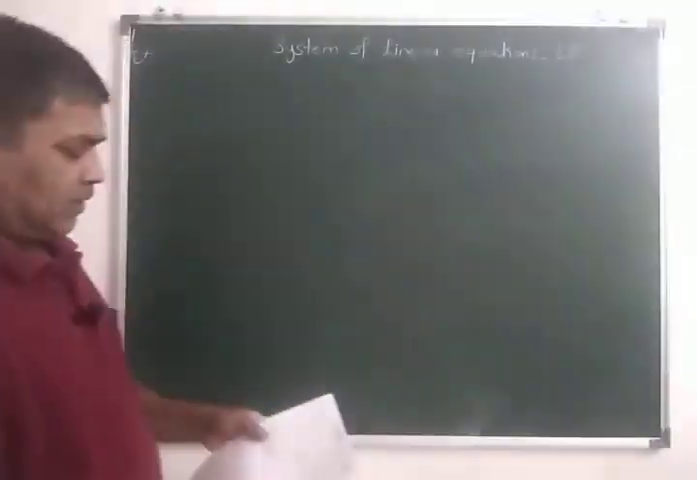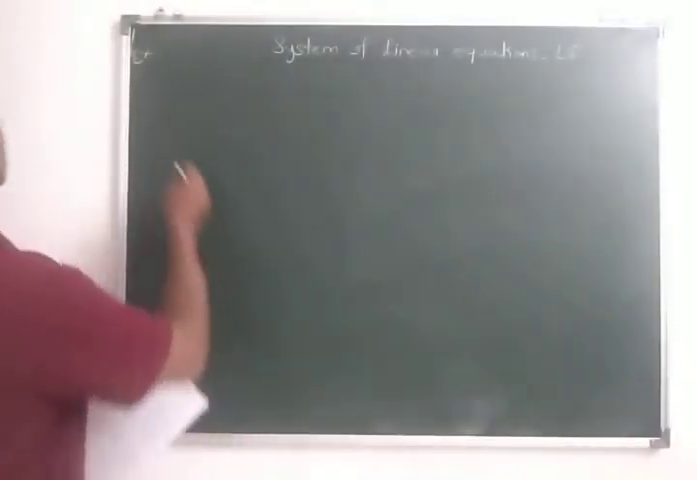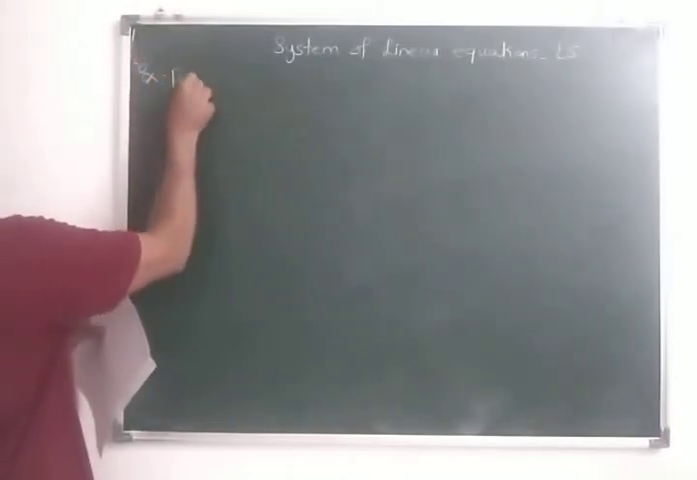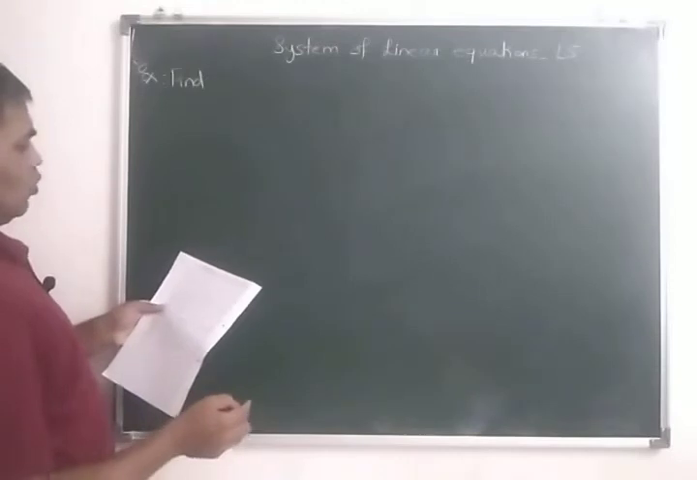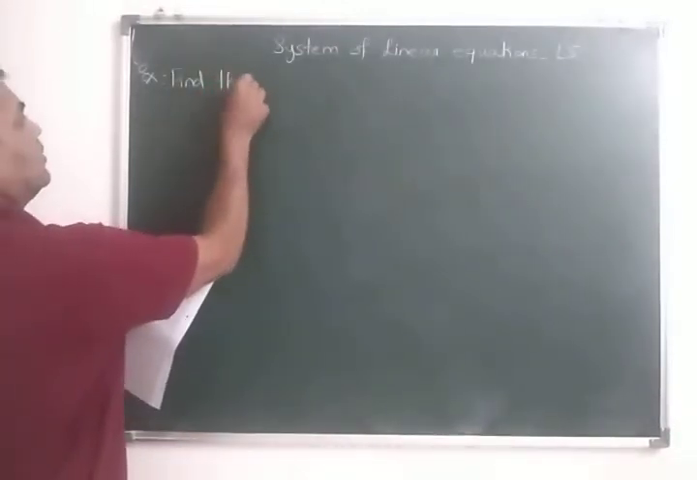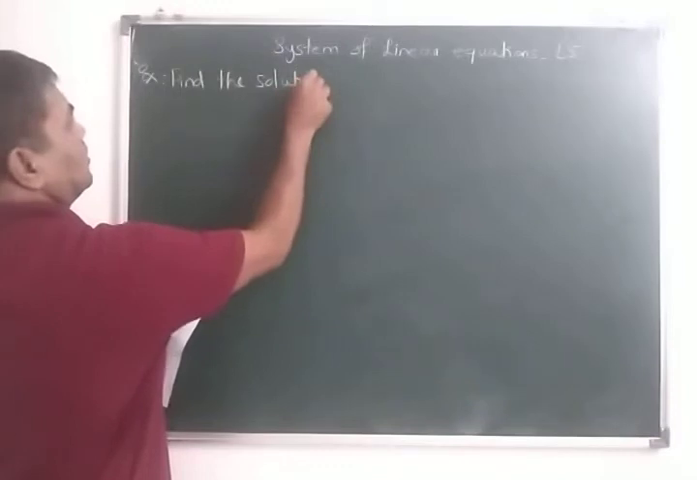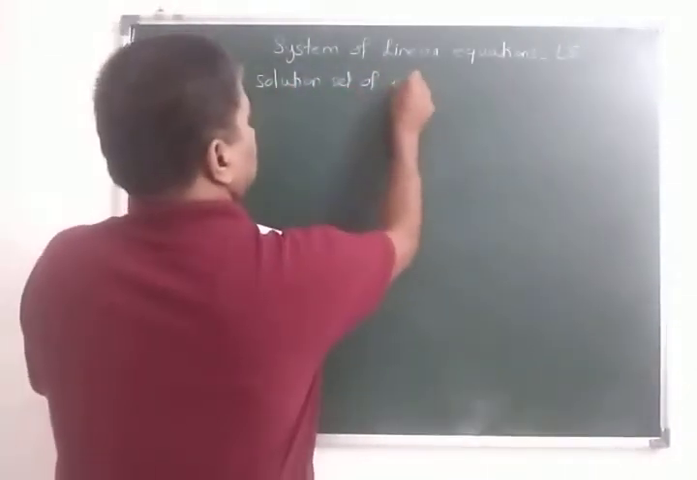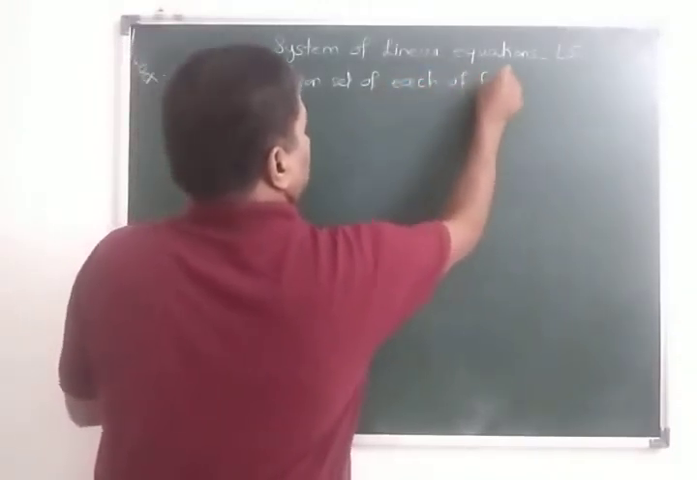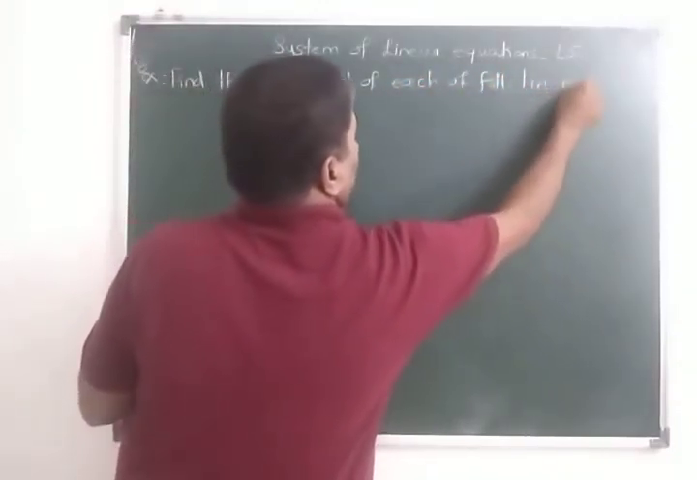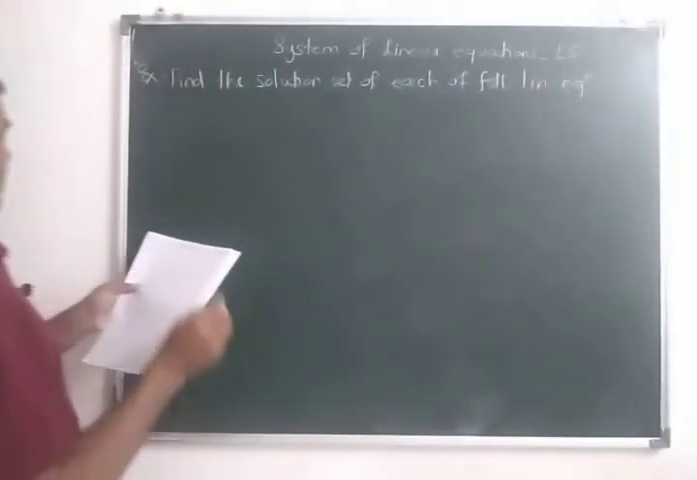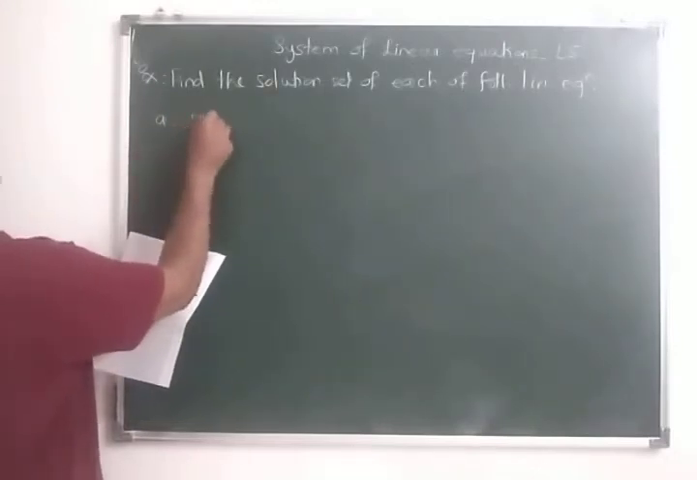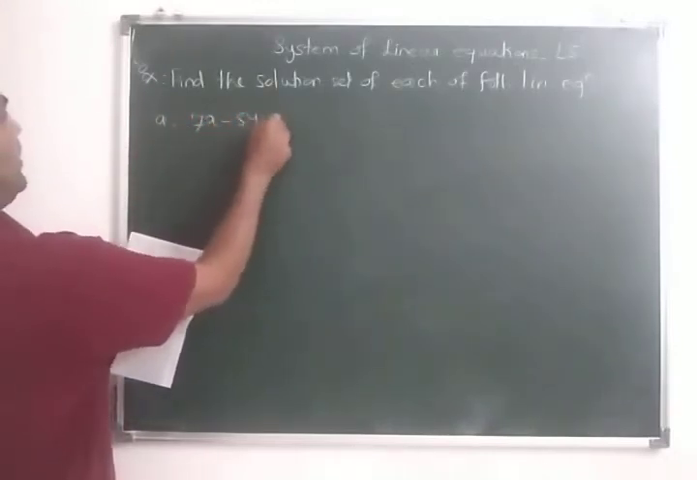Find the solution set of each of the following linear equations. In that, first is 7x minus 5y is equal to 3.